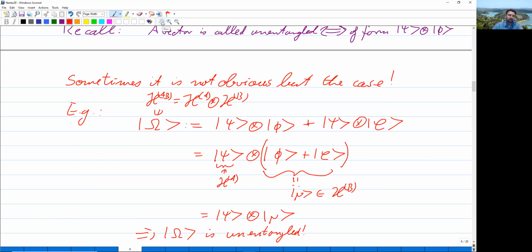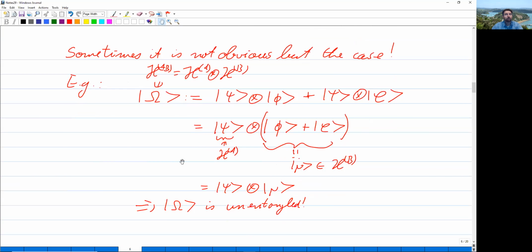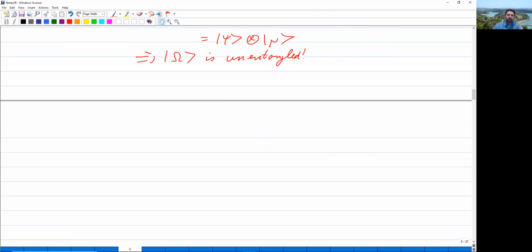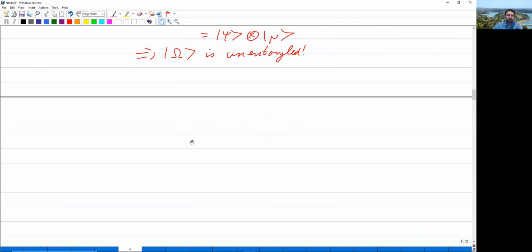So it's unentangled. This is a very simple scenario, but there could be more complicated scenarios where, again, it is not obvious. There might be lots of terms, and then maybe somehow they can be rearranged, and bang, you're just left with a tensor product of two vectors, and it's unentangled. Okay, so we'll have to be careful about this, and we will eventually get a criterion for checking systematically whether or not a vector in HAB is entangled or not. In fact, we will also measure how much it is entangled.